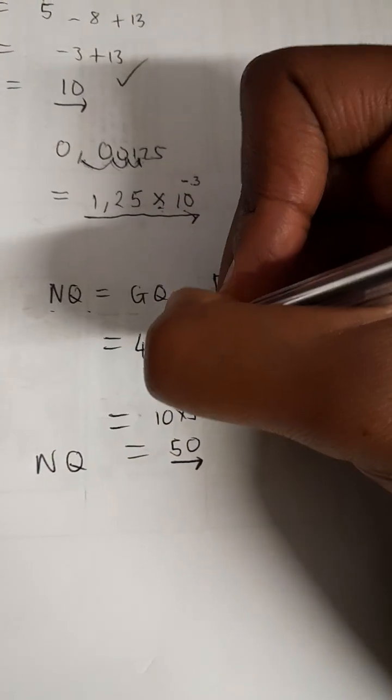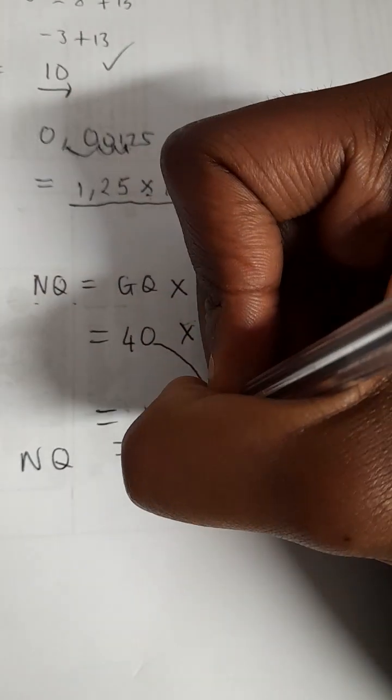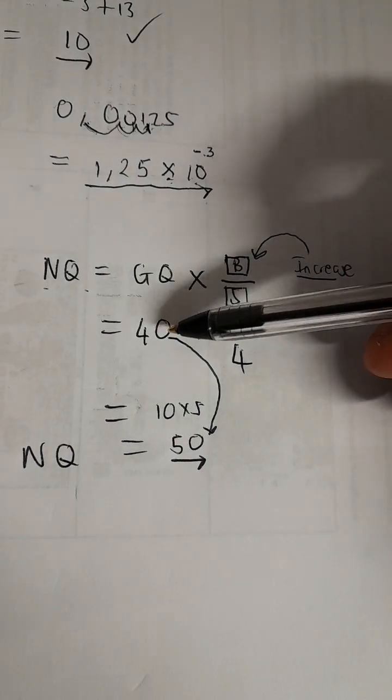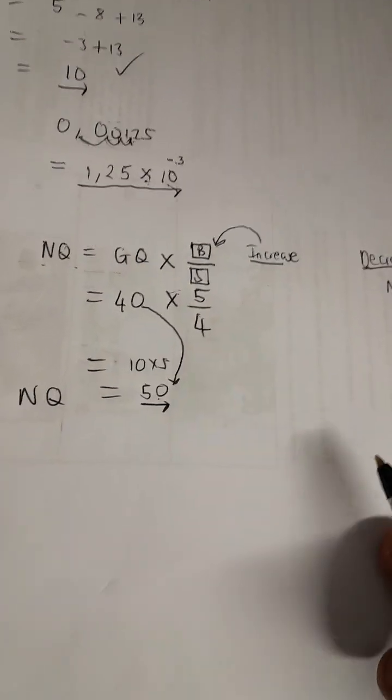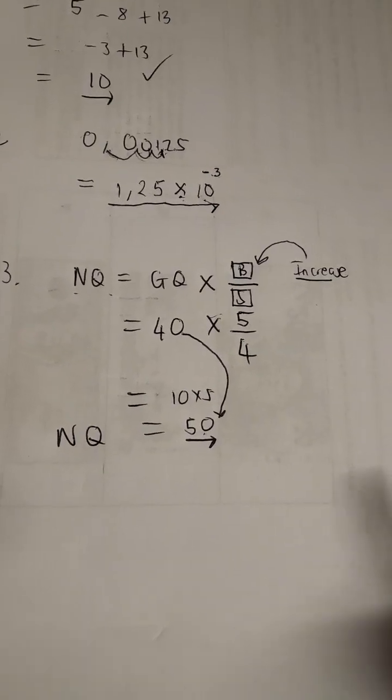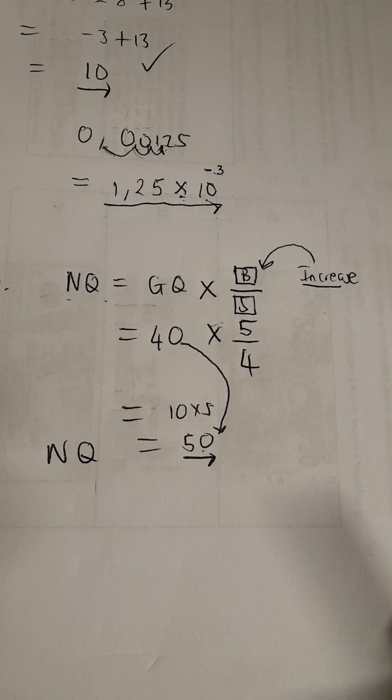So we've just increased 40 in the ratio 5:4, and we can see that the number 40 increased to become 50. That's how we know that we really did increase 40 in that ratio.